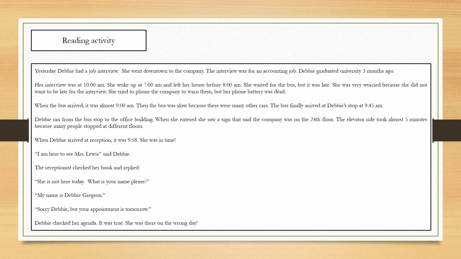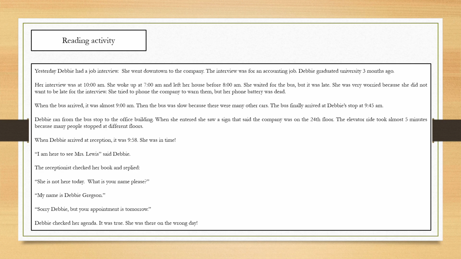When Debbie arrived at reception, it was 9:58. She was in time. "I am here to see Miss Levis," said Debbie. The receptionist checked her book and replied, "She's not here today. What is your name, please?" "My name is Debbie Gregson." "Sorry, Debbie, but your appointment is tomorrow." Debbie checked her agenda. It was true. She was there on the wrong day.